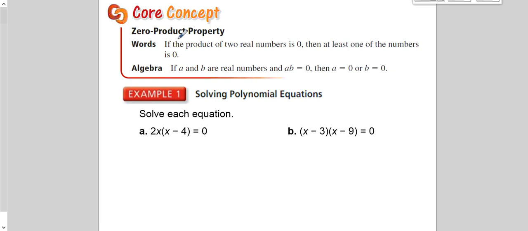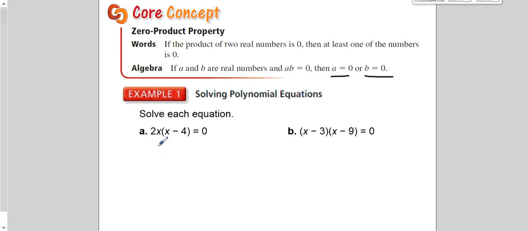Zero product property: if the product of two real numbers is 0, then at least one of the numbers is 0. If A and B are real numbers and A times B is 0, well, then A has to be 0 or B has to be 0. One of these must be true. And oftentimes you're going to be finding two solutions.